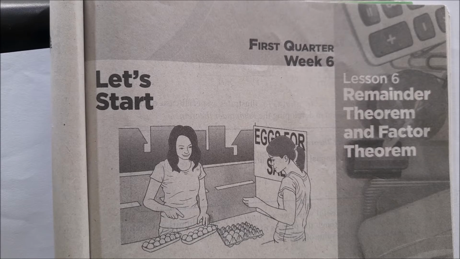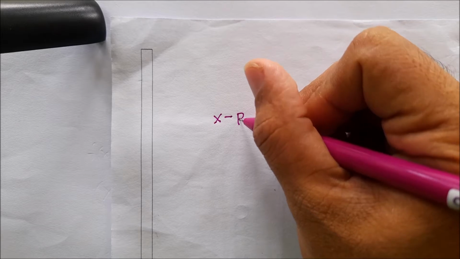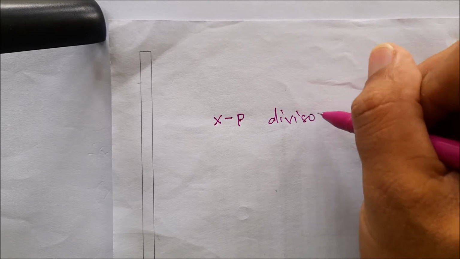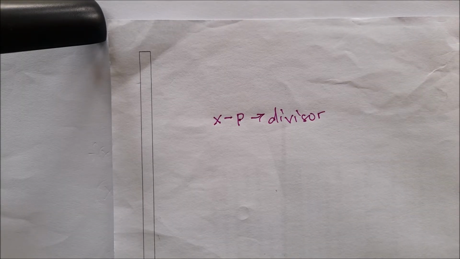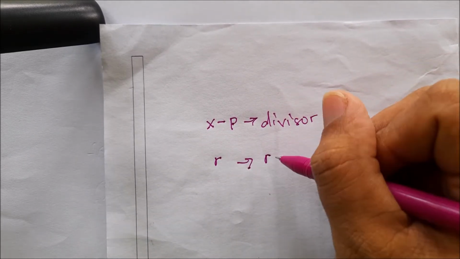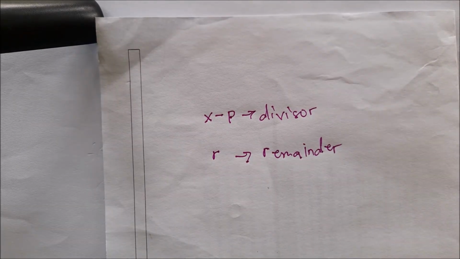In division, these extra pieces may be equivalent to when we divide a polynomial by a linear factor of the form x minus p, which is called the divisor. We always get a constant r, which is called the remainder. The division process stops when the degree of the remainder is less than the degree of the divisor.